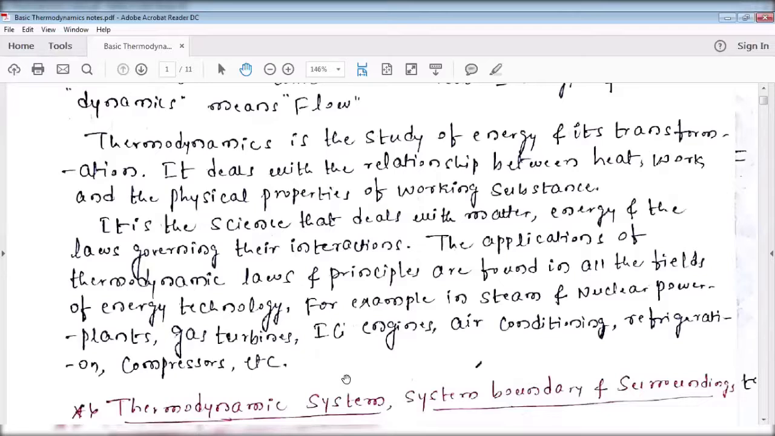It is a device which converts one available form of energy into mechanical energy. Again, that mechanical energy in turn gets converted into electrical energy. This is some introduction regarding thermodynamics.